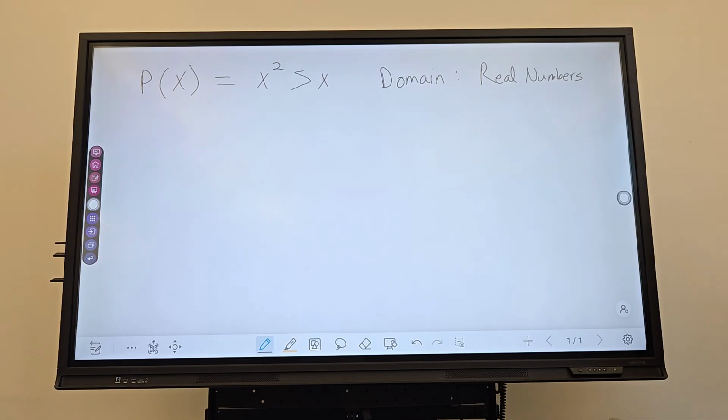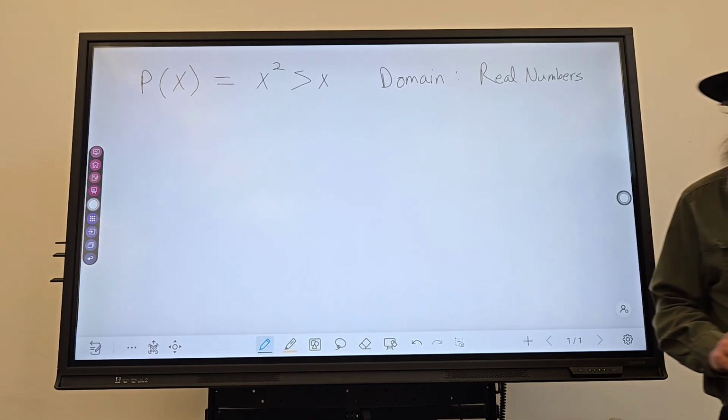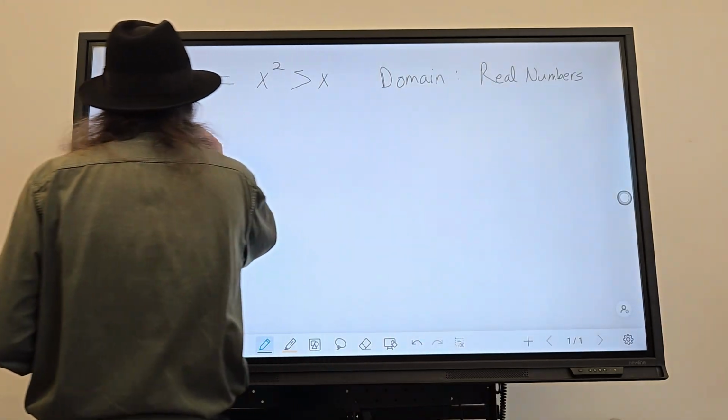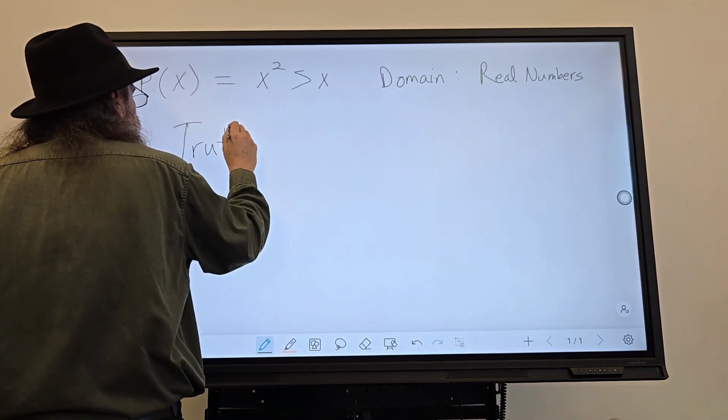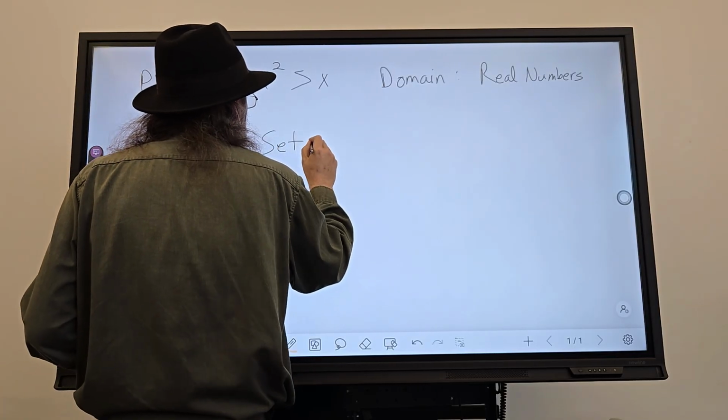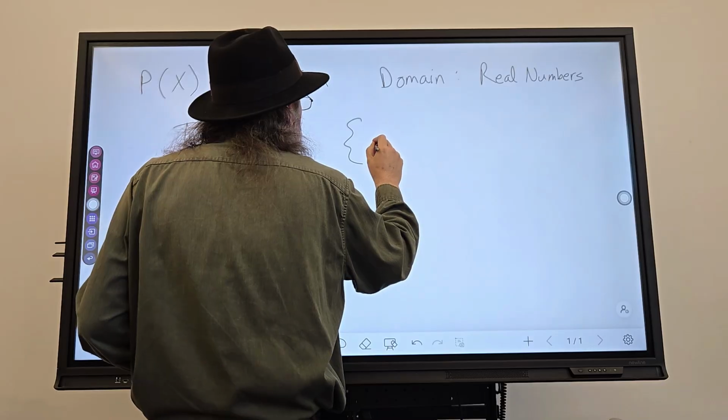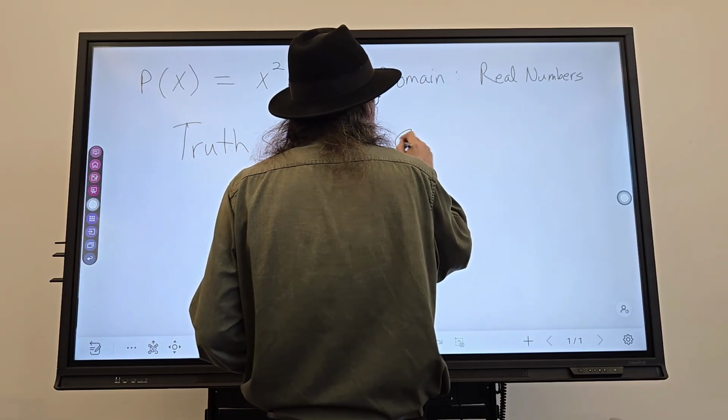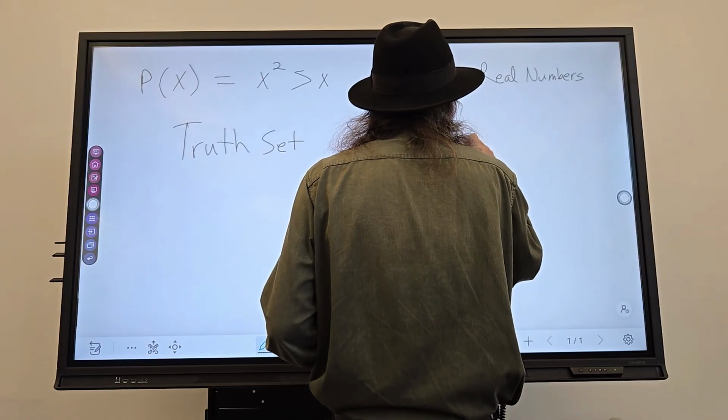So, another definition for you. If P of x is a predicate and x has domain D, the truth set of P of x is the set of all elements of D that make P of x true when they are substituted for x. The truth set of P of x is denoted by this. Okay, the truth set is x element of D such that P of x.